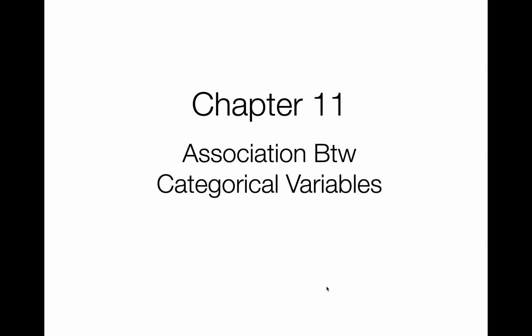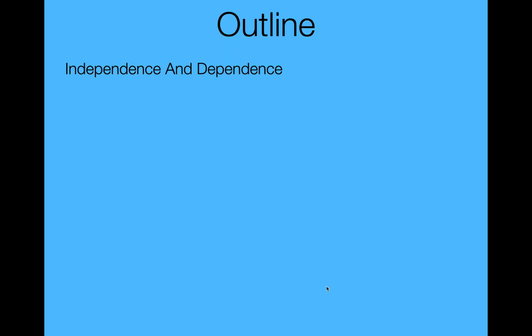Hello everyone. So in this video we're going to talk about chapter 11, which is association between categorical variables. We'll get started. For the outline of what we'll talk about today, first we'll talk about some notions that we have gone over before in earlier chapters with respect to categorical variables and statistics in general, which are independence, and then of course the opposite, which is dependence.